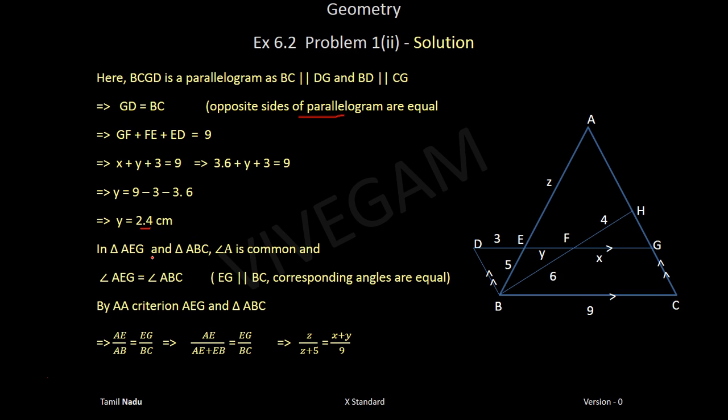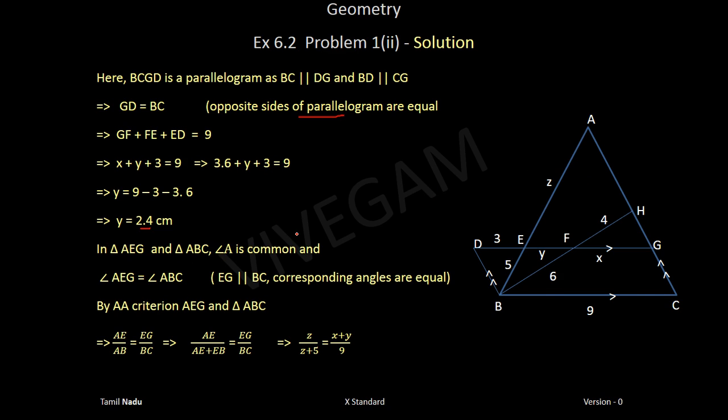Right. Next, in triangle AEG and triangle ABC, Y is already done. So we'll have to calculate Z. Z is involving this triangle AEG, and you can see this line is parallel to this line. EG is parallel to BC. So you'll have to show triangle AEG is similar to triangle ABC. That is what we are trying to show.